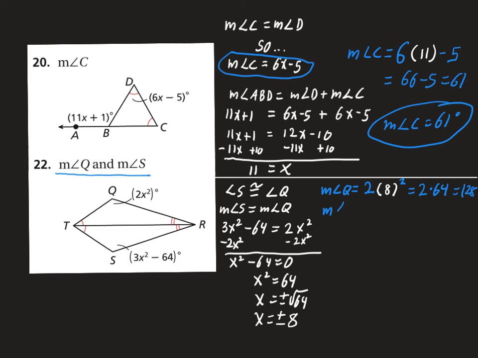So then for the measure of angle S, I'll plug that in. So we get 3 times 8 squared minus 64. And you're going to simplify that down to 3 times 64 minus 64. And that simplifies down to 128. So the measure of angle Q is 128 degrees, and the measure of angle S is also equal to 128 degrees.